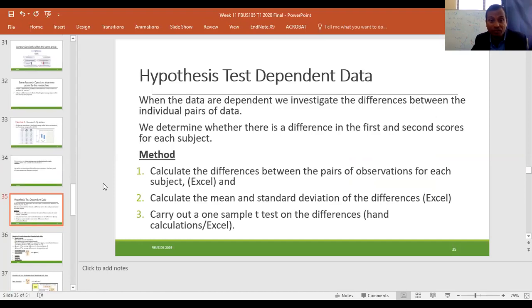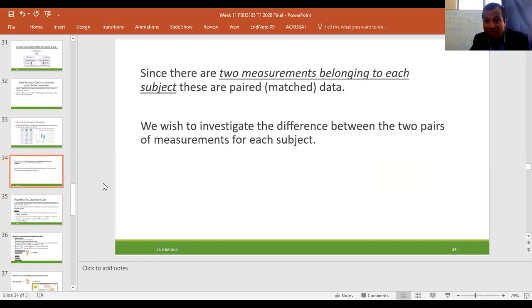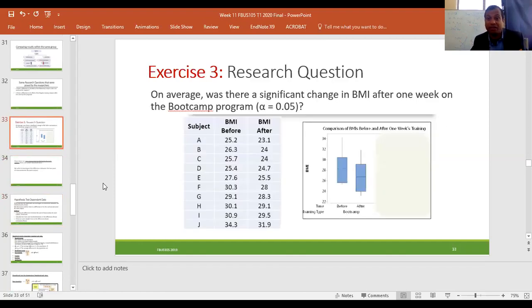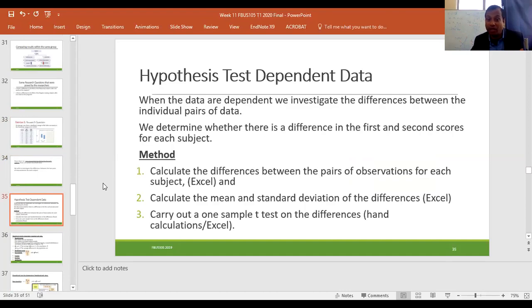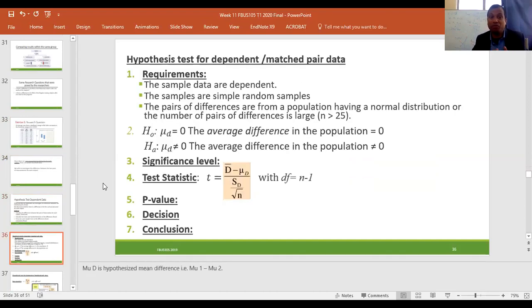Okay. For the dependent case of two samples, what do we have to do? We have to follow the same 7 steps. This is also known as hypothesis test for dependent matched pair data. Remember, dependent data and matched pair data. So step 1, step 2.